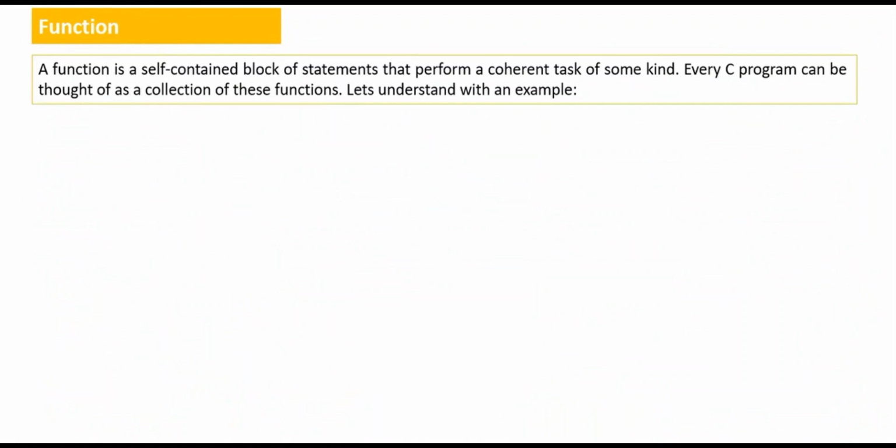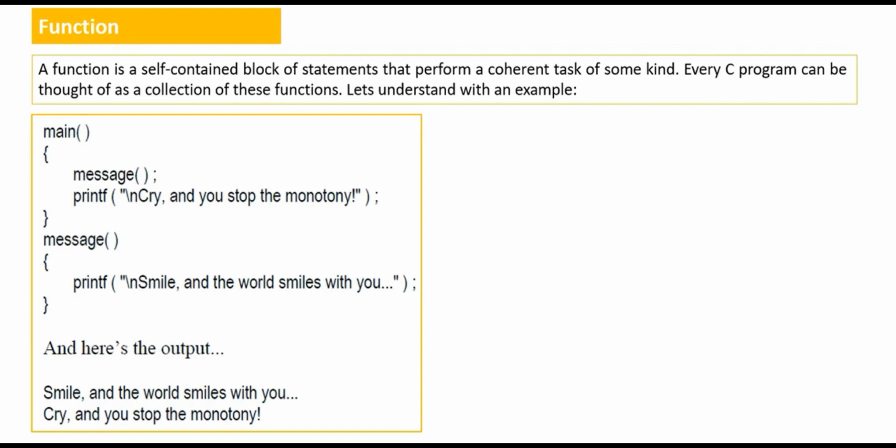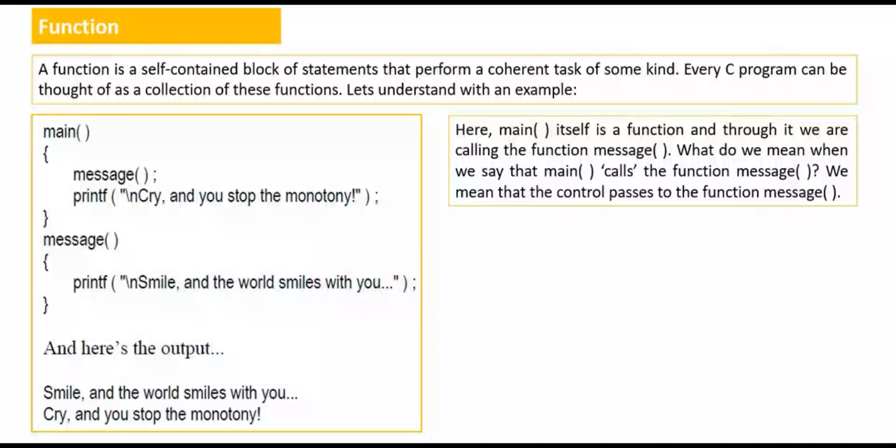So let's see the function. A function is a self-contained block of statements that performs a coherent task of some kind. Every C program can be thought of as a collection of these functions. Let's understand with an example. In this example, main itself is a function and through it we are calling the function message.